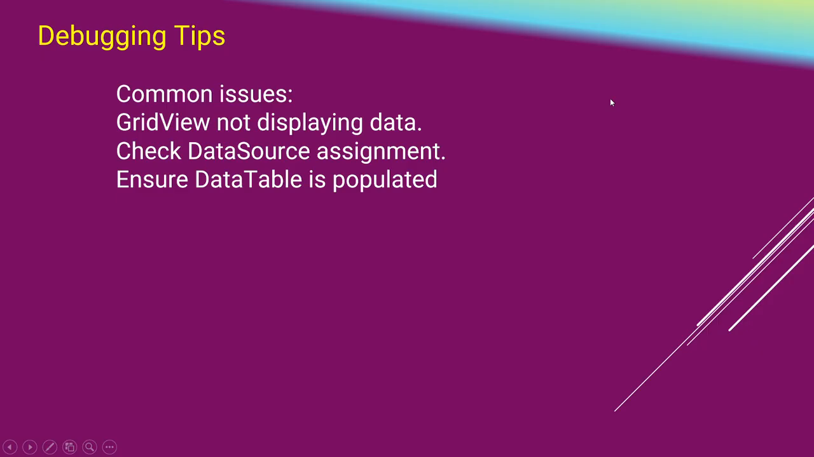If the GridView does not display any data, there are a few common issues to check. First, ensure that the data source is correctly assigned to GridView1. Also verify that the data table is populated with the data before calling the DataBind method. Using breakpoints can help you inspect the data table and confirm that it contains the expected data.